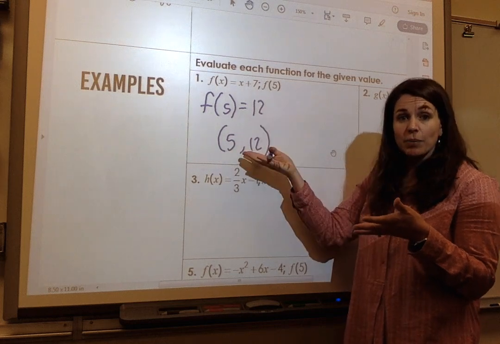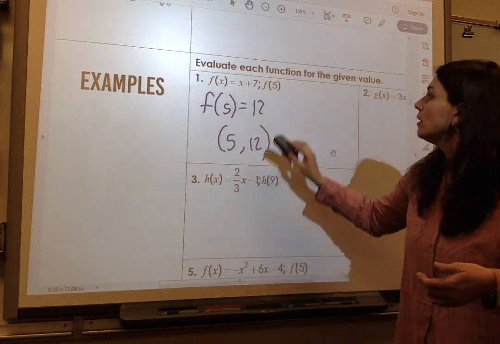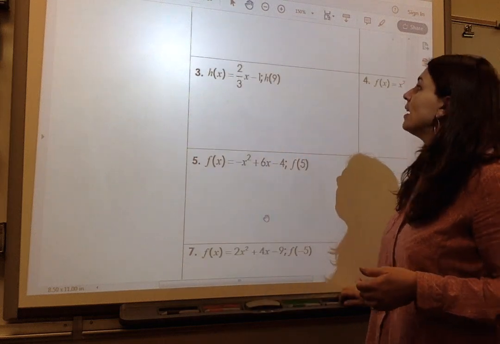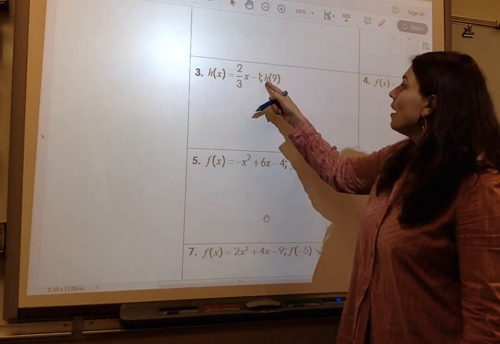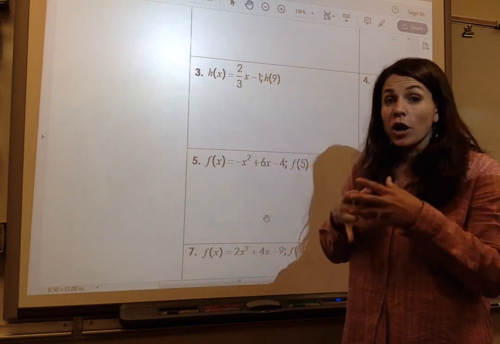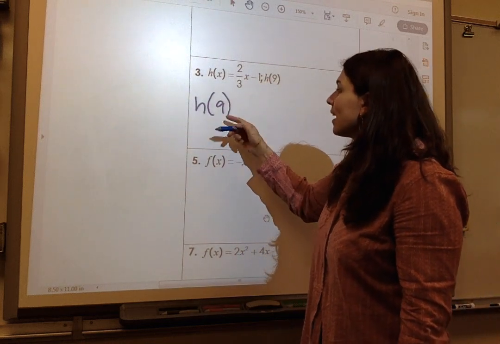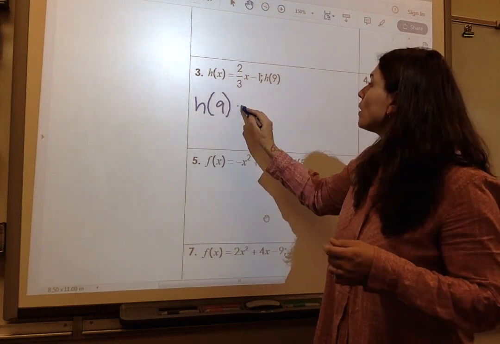So I can write it a couple of different ways. Okay, let's look at number 3. Now what this is saying is, here's my function h. I'm talking about a new function h. And when my input is 9, what's my output?